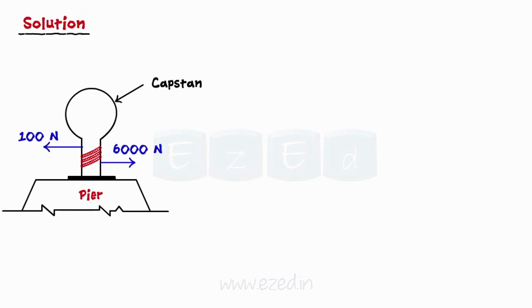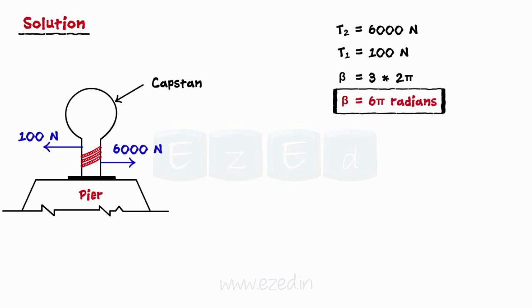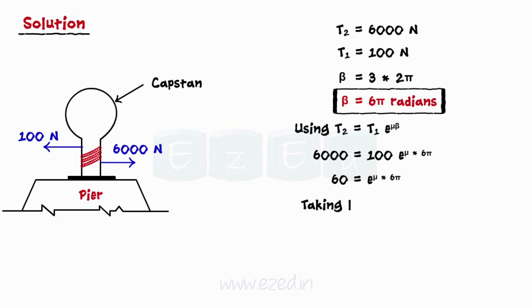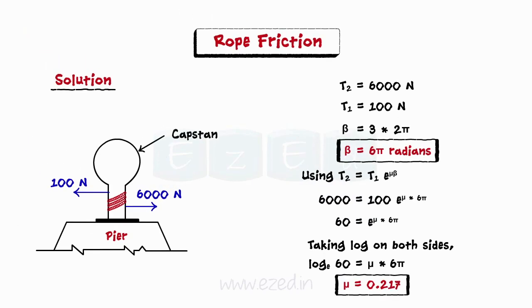In this problem, we know the tensions of the tight side and slack side. The angle of lap is equal to 3 times 2 pi, as the hawser is wrapped 3 times around the capstan. That is, the angle of lap is 6 pi radians. Now, we will use the relation between the tension on the tight side and the tension on the slack side. On further simplifying and then taking natural log on both sides, we find the coefficient of friction mu to be equal to 0.217.